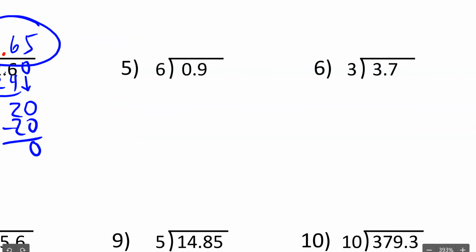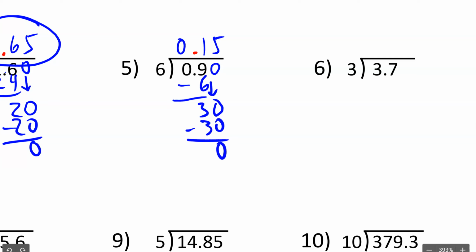So again, nothing new, but let's look here. Here I have another decimal in my dividend. So I'm going to throw it on the roof and forget about it. How many 6s are in 0? 0. How many 6s are in 9? 1. 1 times 6 is 6. Difference of 3. I can add a 0, bring it down. How many 6s are in 30? 5. 5 times 6 is 30. And I'm good to go.